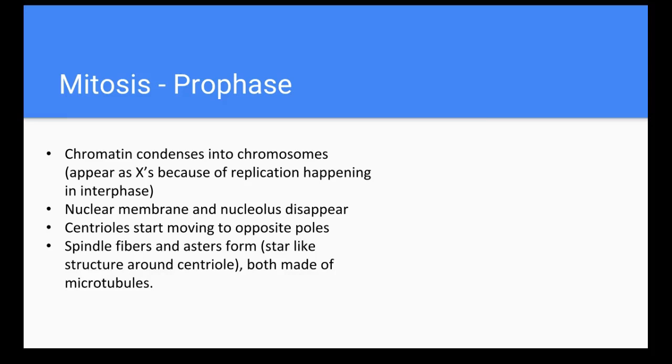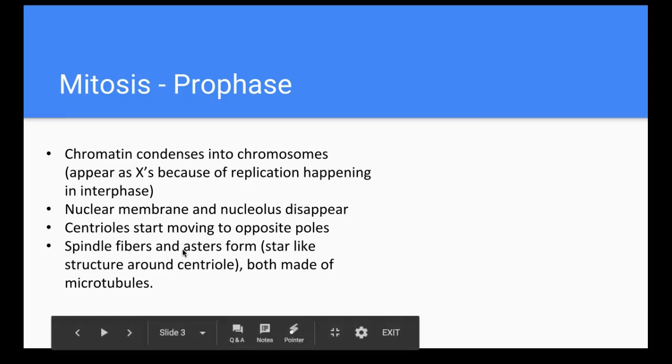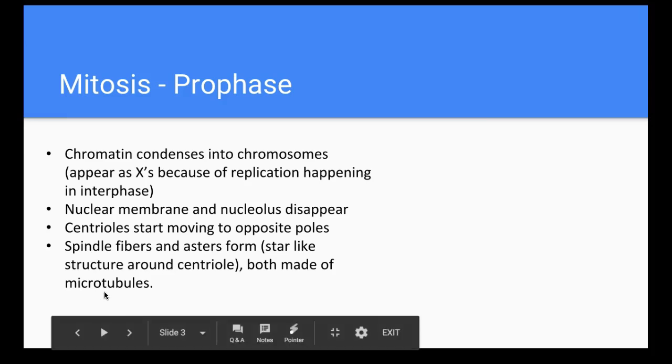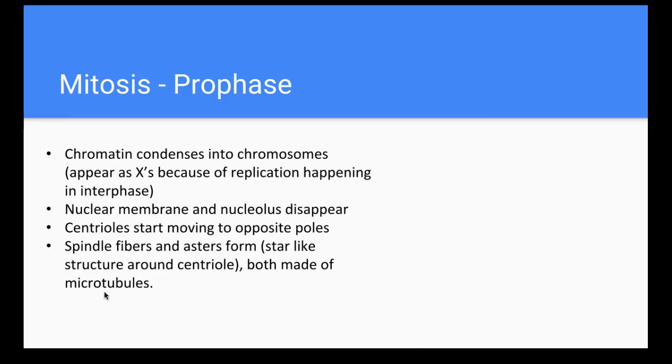And the little legs on the centrioles are going to start to grow. We're also going to start to see what we call an aster form, which is basically the legs of the centriole forming kind of a star-like structure that goes around the centriole. And they're made up of microtubules, which are just like little fibers that are going to grow longer and attach to our chromosomes eventually and pull them apart. That's what this is going to look like.